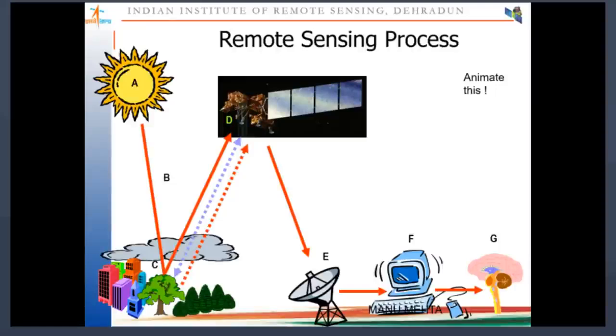Right, so now coming to what actually are we sensing? We are sensing the electromagnetic radiation. Why electromagnetic radiation? Because we have to sense that type of energy which can sustain itself in vacuum. Okay, and that essentially is in the form of electromagnetic radiation.